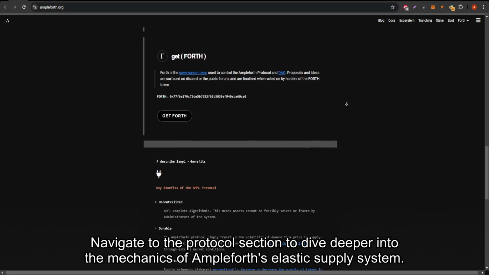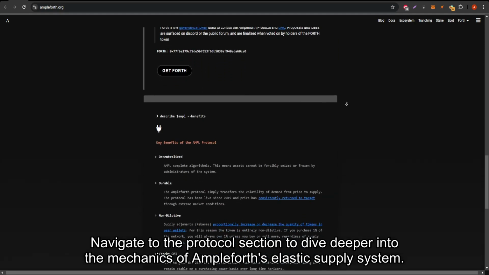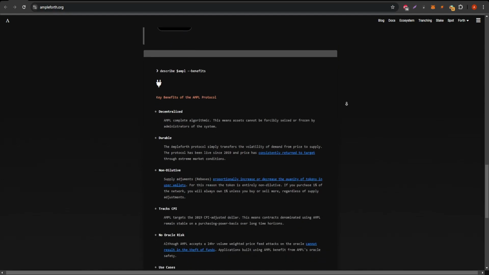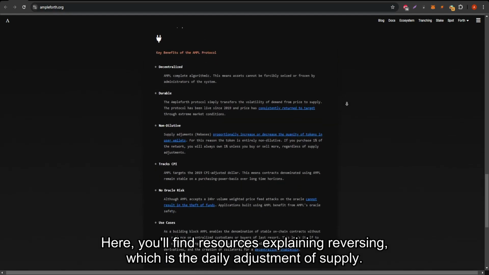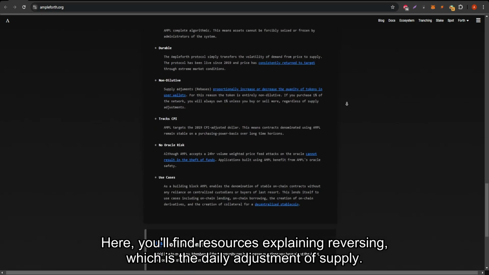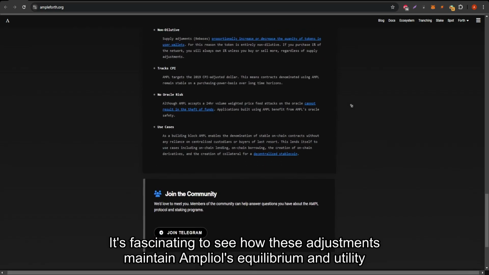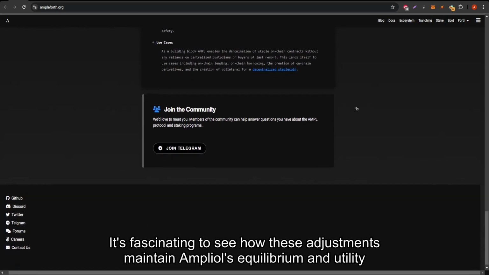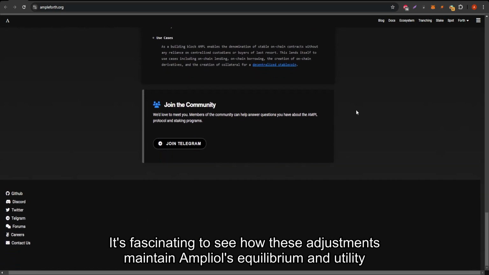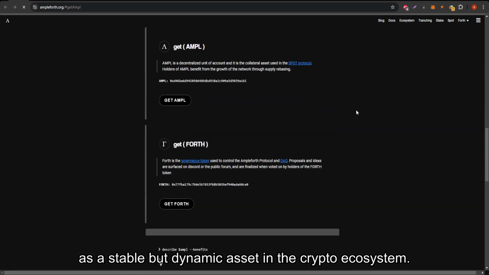Navigate to the Protocol section to dive deeper into the mechanics of Ampleforth's elastic supply system. Here, you'll find resources explaining rebasing, which is the daily adjustment of supply. It's fascinating to see how these adjustments maintain AMPL's equilibrium and utility as a stable but dynamic asset in the crypto ecosystem.